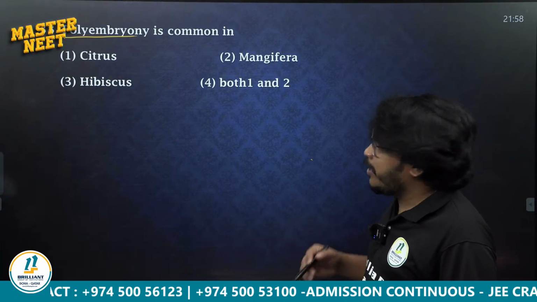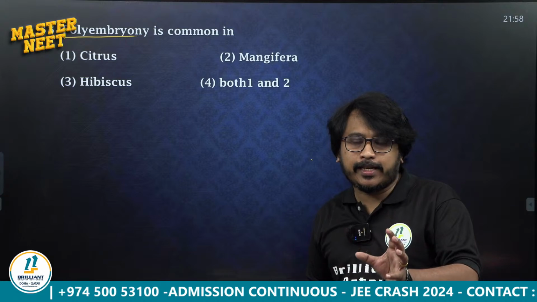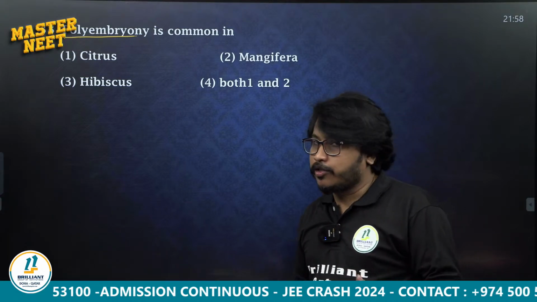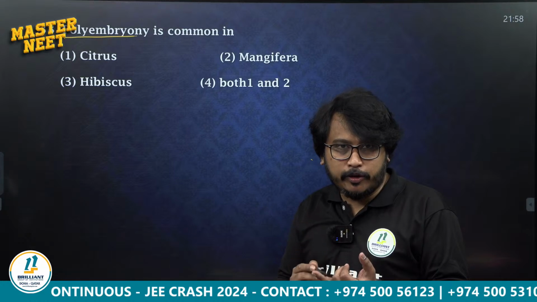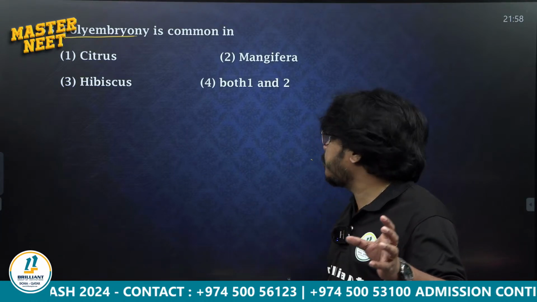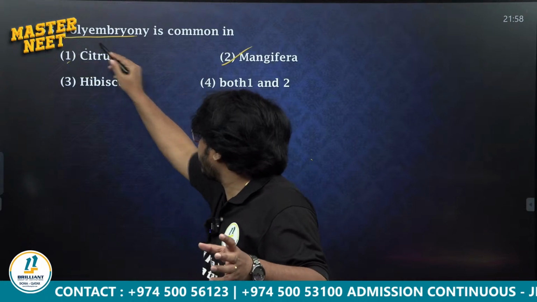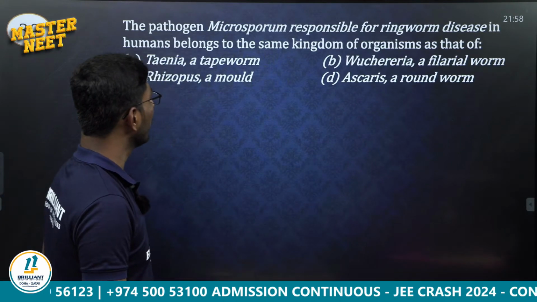Polyembryony is common in, we already discussed polyembryony, development of more than one embryo inside the seed is called polyembryony. So it may be from the zygote after fertilization, as well as from the nucellus, as well as from the integument. Like that, more than one embryo formation is polyembryony. Example, both citrus and mango. So the answer is 4. Next question. Look at the next question.